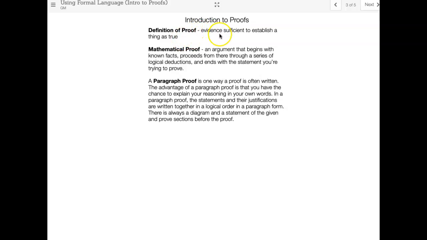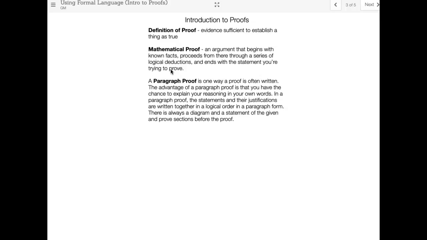So, definition of proof: it's evidence sufficient to establish a thing as true. Mathematical proof: an argument that begins with known facts, or remember, given information, and proceeds from there through a series of logical deductions, or conclusions. These are conclusions we can make based on things we know. It's not necessarily given information, but based on our knowledge, we can make some other conclusions. And then the proof ends with the statement you're trying to prove. That should make sense. If you were asked to prove something in this mathematical context, your argument ends with the thing you're trying to prove.